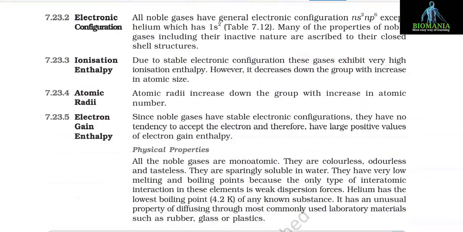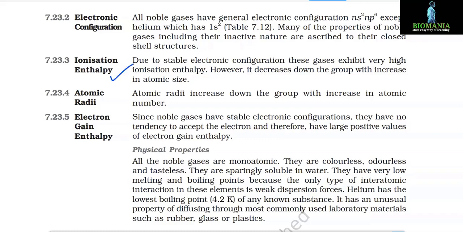The first one is electronic configuration. All noble gases have general electronic configuration ns2np6 except helium, which has 1s2. Many of the properties of noble gases, including their inactive nature, are ascribed to their closed shell structure.